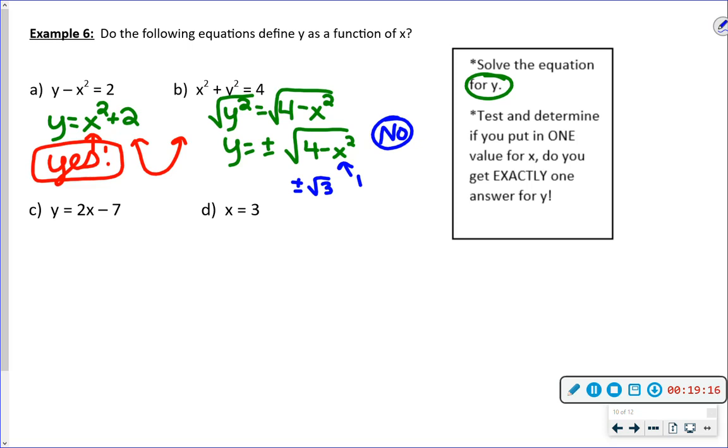Plus, again, if you're more of a visual person, you could test it on the vertical line test. Its graph looks something like this. It's kind of that sideways parabola. So of course it would not pass your vertical line test. Just to put the 2 together.